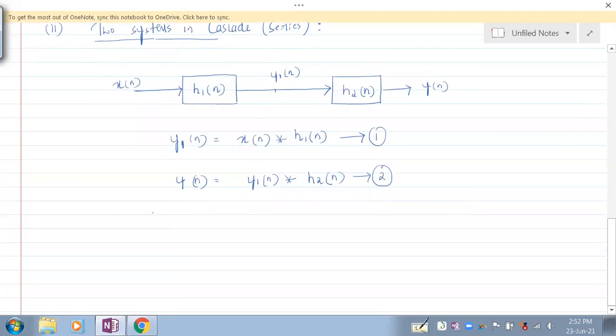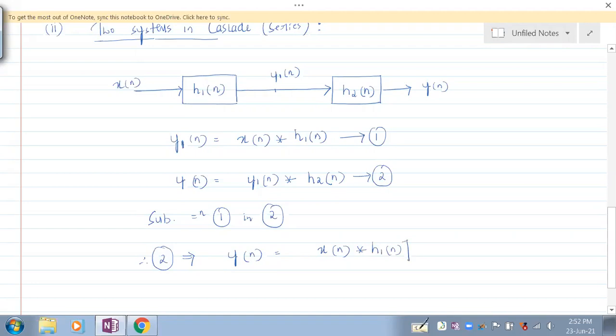Now substitute equation 1 in 2. So equation 2 will imply what? y of n would be, y1 of n substituted from equation 1, so that is x of n convolution h1 of n. Let's put this in brackets because this is your y1 of n, and this is being convolved with h2 of n.